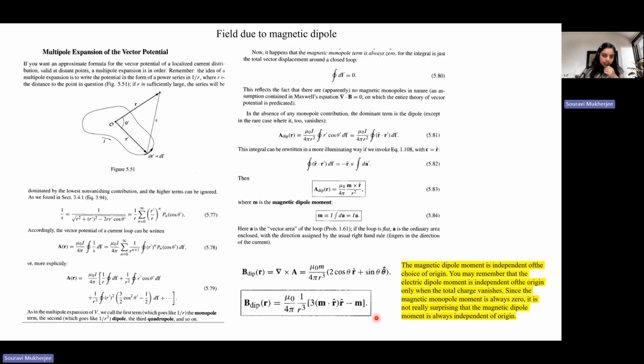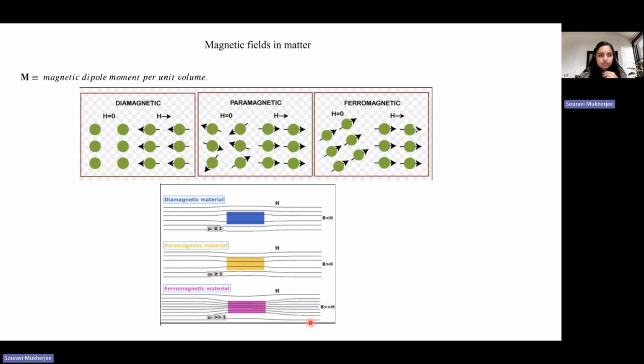Okay, so this is how the magnetic field for a dipole looks. For the electric field also we have a similar form. Now, just as we had polarization when you had a material in an electric field, we saw that polarization can arise, and because of which you have a net dipole moment per unit volume.